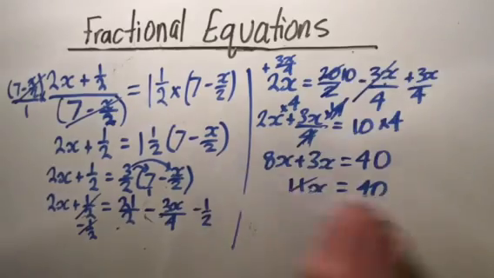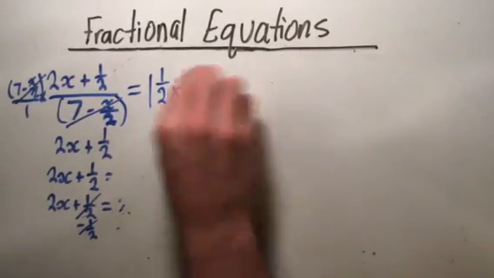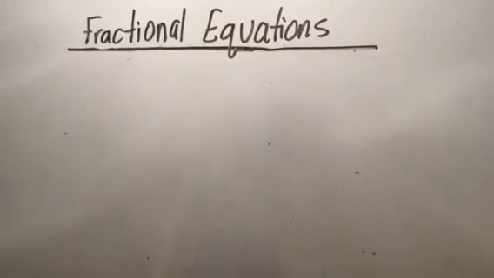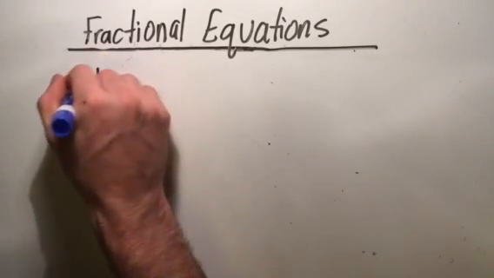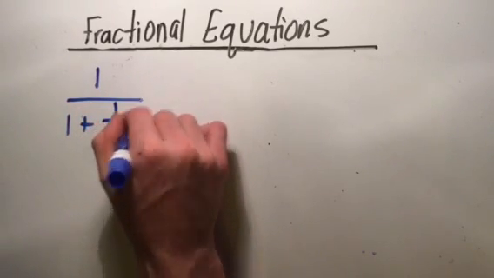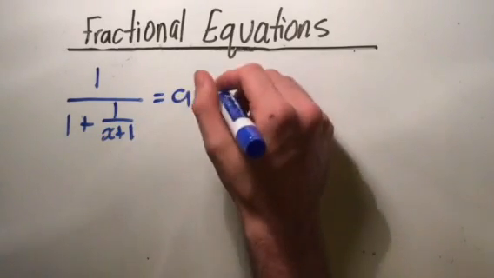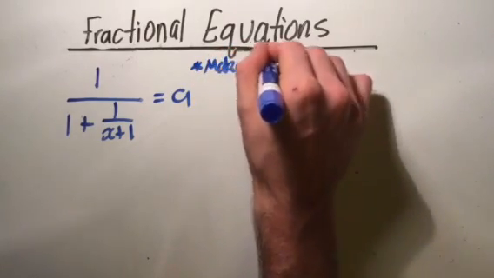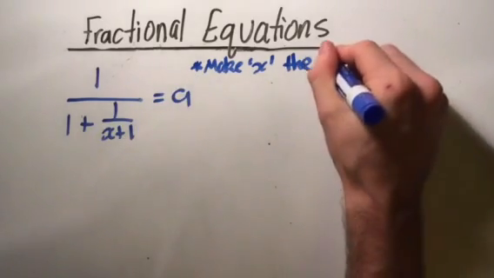Okay, the last question I'm going to show you here is how to change the subject with some of these harder fractional equations. So let's look at a question that has 1 over 1 plus 1 over x plus 1, which equals a. And it wants us to make x the subject, okay? And I'll put that up here. Make x the subject. Right now, the subject is a. A is the thing on its own on one side, so we call that the subject.